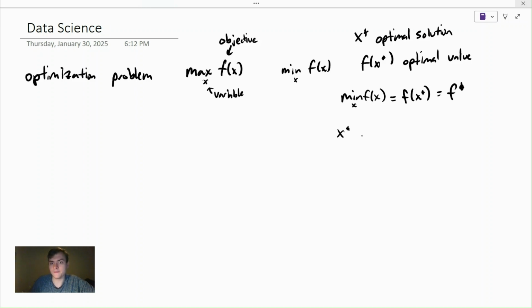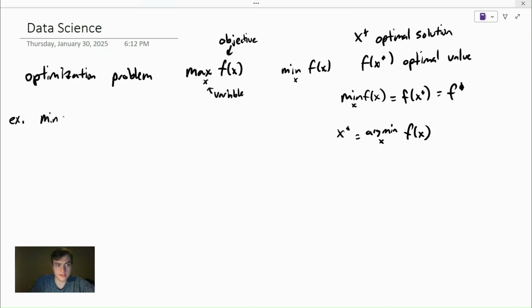Our x star is called the argument that minimizes the function. And it's often more important than the objective what the optimal solution is. Let's go through a very simple example.